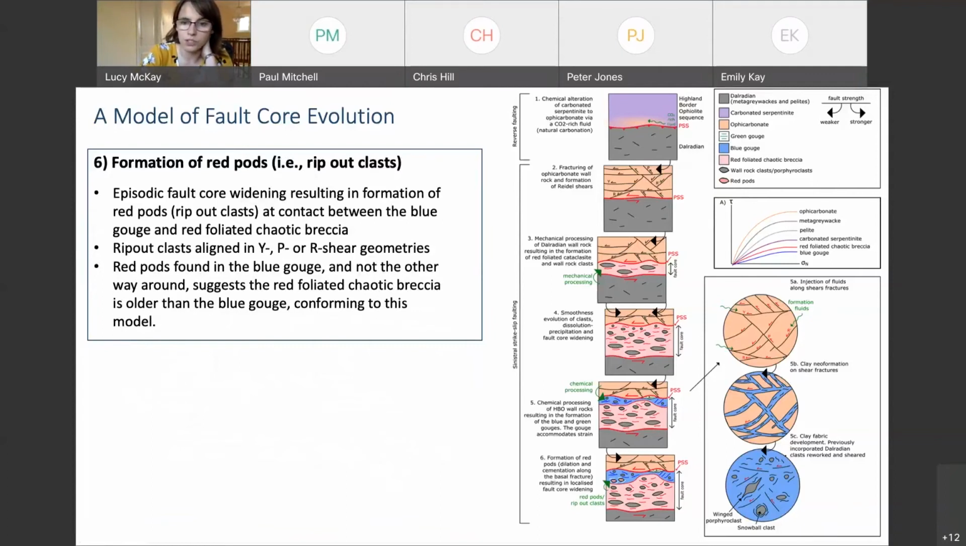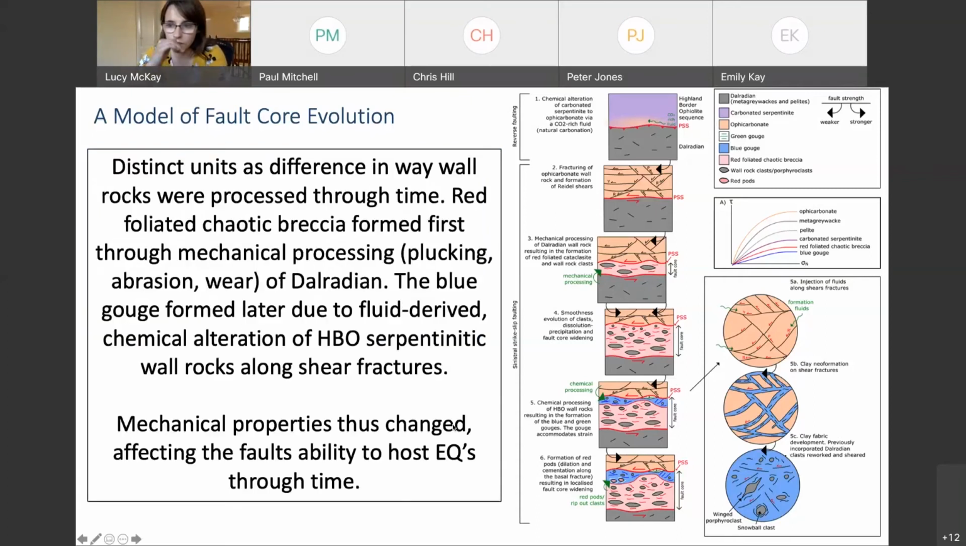So when there was a reason for the fault to widen, the fault plucked off bits of the clasts. They're still in radial shear geometries, and the fact that the red pods are found within the blue gouge and not the other way around suggests that the red foliated chaotic breccia is older than the blue gouge. So this model just gives a scenario explaining why this large offset plate boundary fault consists of these distinct fault core units that remain unmixed.